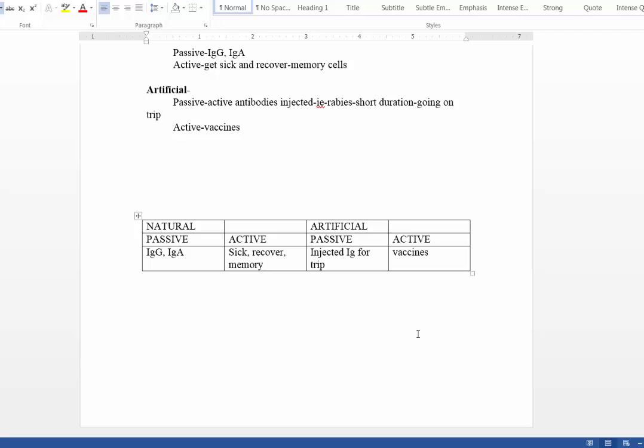All right, that's a basic overview of what you're going to be studying in depth in this next section of microbiology.